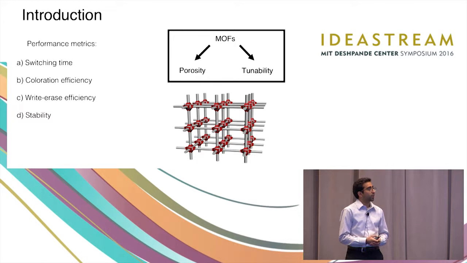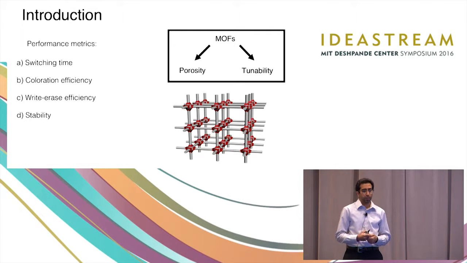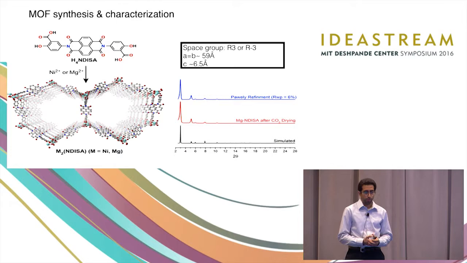And this is where we think metal organic frameworks could improve some of these metrics because of the high porosity in these materials and the tunable structures. The high porosity would facilitate ion transport within the material, allowing for fast switching times. And the tunable structures would allow for the design of materials that exhibit excellent coloration efficiencies and excellent stability. And this is what we want to do.